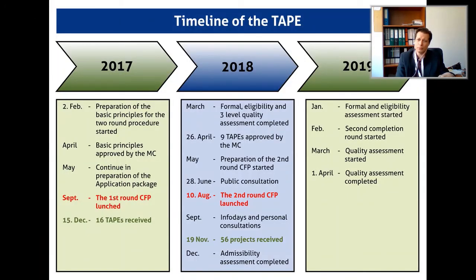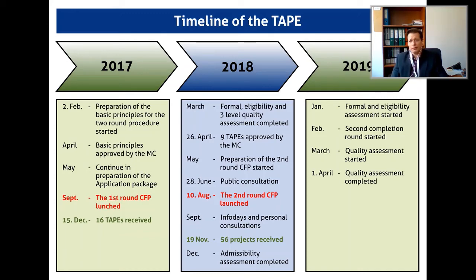The whole selection procedure lasts more than 2 years, and the average duration of a TAPE is usually 4 years. So you can see there was really no place for mistakes or a second try. We had to do everything in line with all the regulations, including state aid regulations, of course. And we had to do everything in a way that is feasible for our stakeholders and for our beneficiaries.